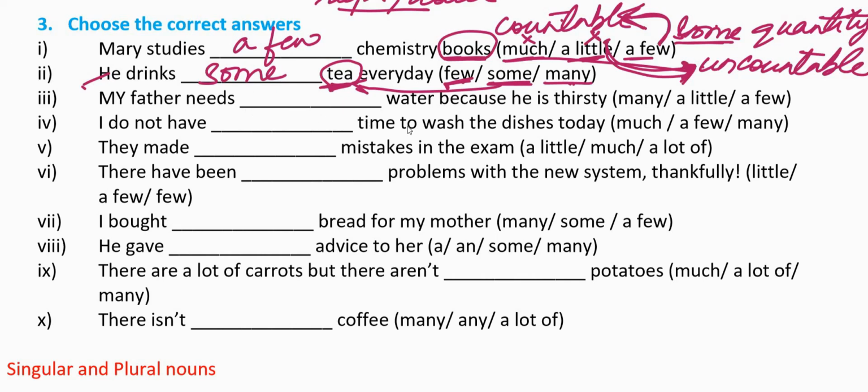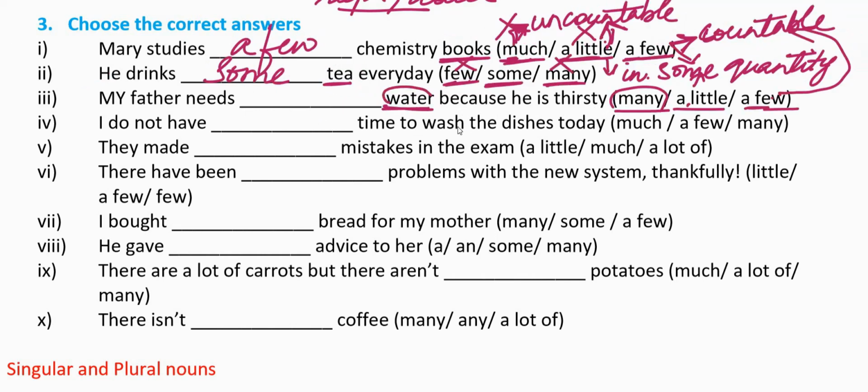My father needs dash water because he is thirsty. Water is again an uncountable noun. You cannot count water. Water by itself is not countable. So what you have to use? A little. My father needs a little water because he is thirsty.